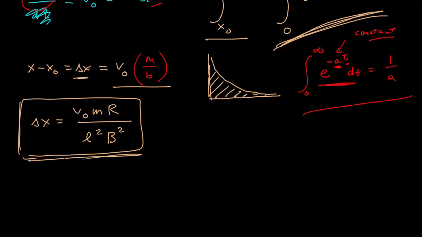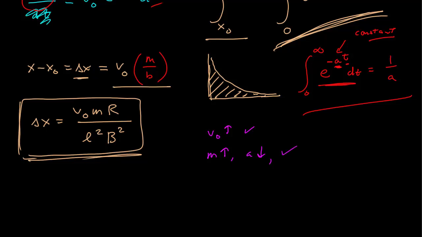But now that we have this expression, the question is, does this make sense? First, it says that if v naught is larger, it goes a further distance. That makes sense. What about the increased mass? If mass increases, that means the acceleration goes down for the same amount of force, and if the acceleration goes down, then the distance traveled is going to increase. So that makes sense.